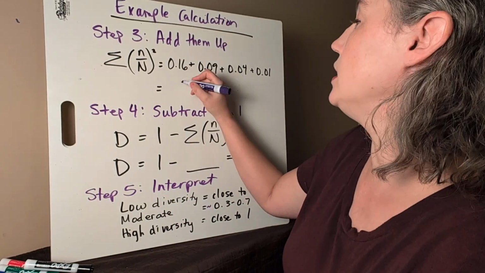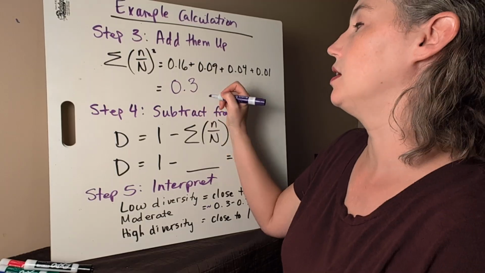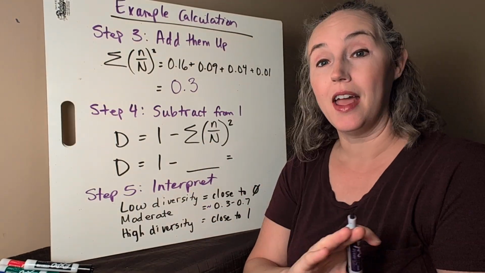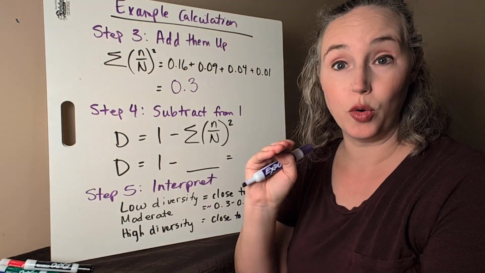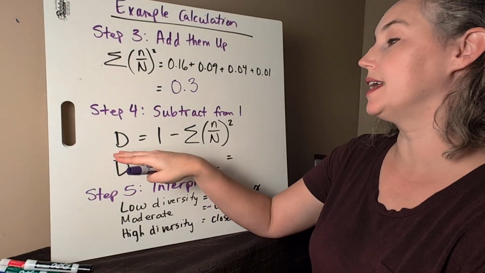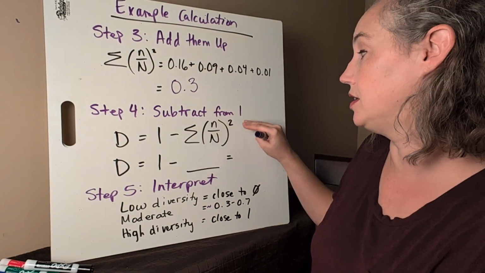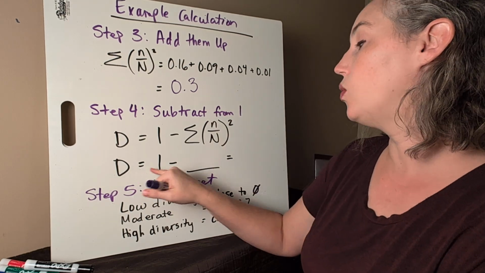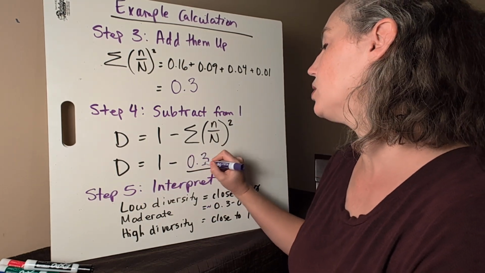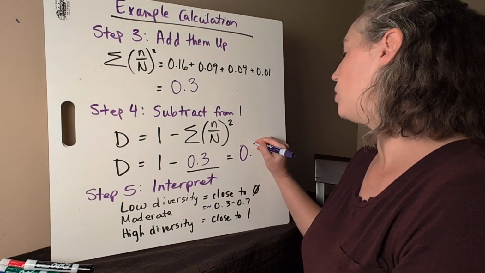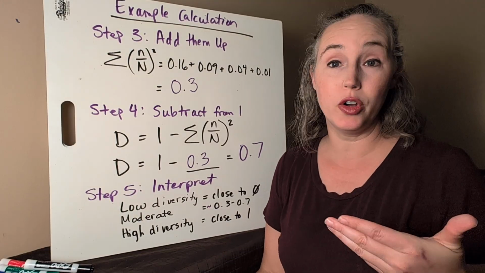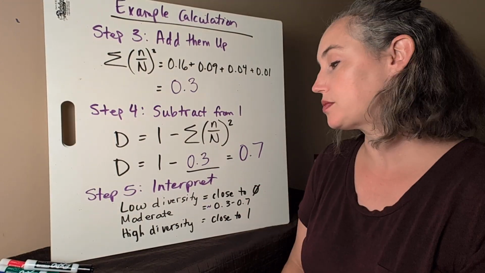All right, and that's 0.03. But we're not done. Now we need to plug it into the full formula. So the full formula again is D equals 1 minus this value, which we just figured out. So 1 minus 0.3 equals 0.7. And there are no units to this value.